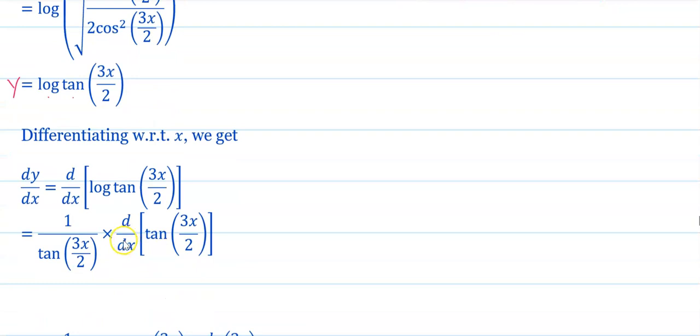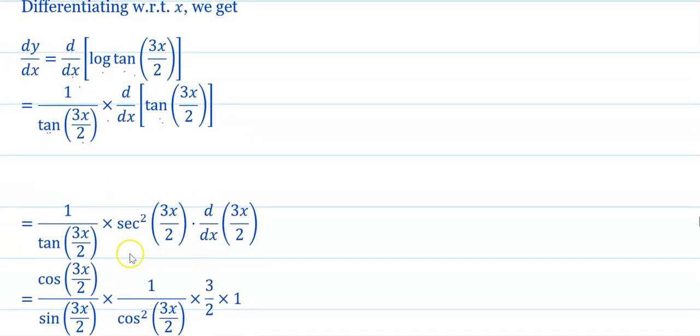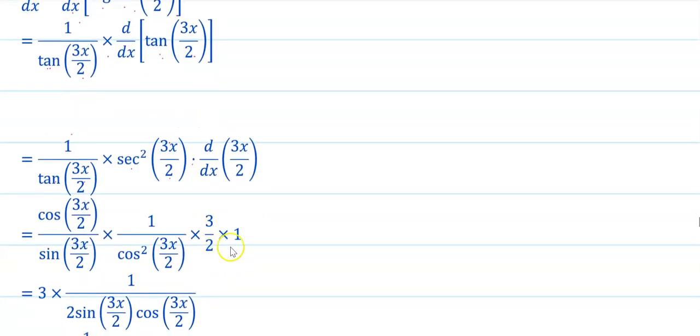Now it's a derivative. dy by dx is equal to d by dx of log of tan of 3x upon 2. Then you will get 1 upon tan of 3x upon 2 into d by dx of tan of 3x upon 2, because it is a composite. The derivative of log x is 1 upon x. Similarly here, 1 upon tan of 3x upon 2 into d by dx of tan of 3x upon 2. The derivative of tan of 3x upon 2 is sec square 3x upon 2 into d by dx of 3x upon 2. The derivative of x is 1, so you will get 3 by 2 into 1.